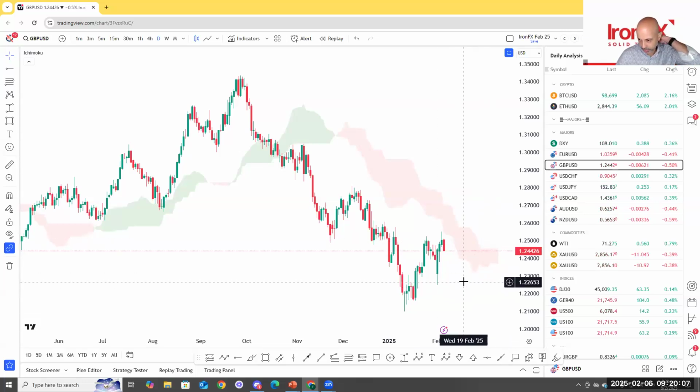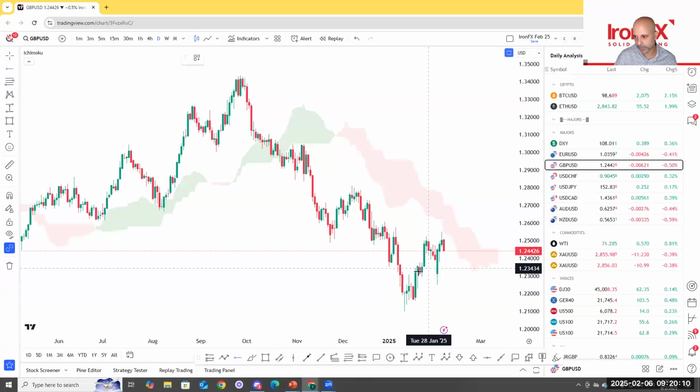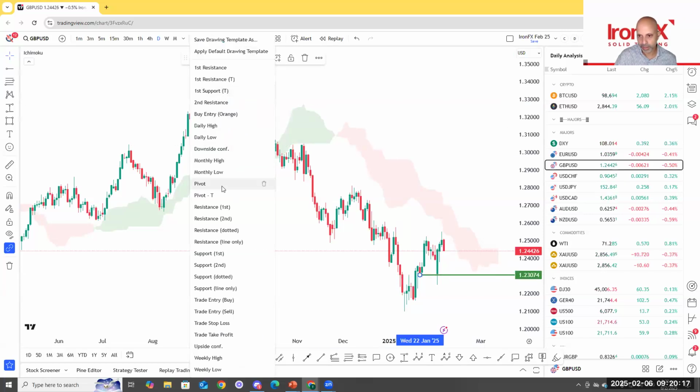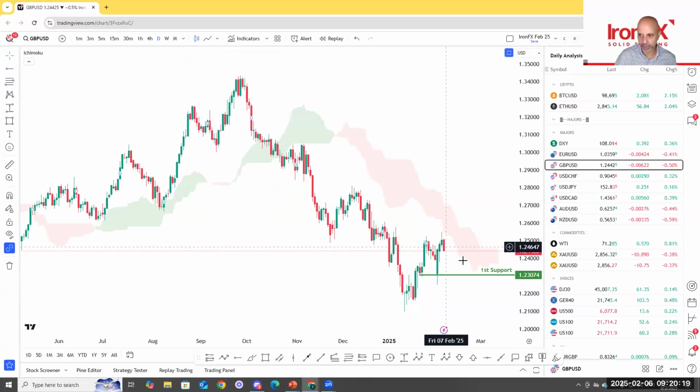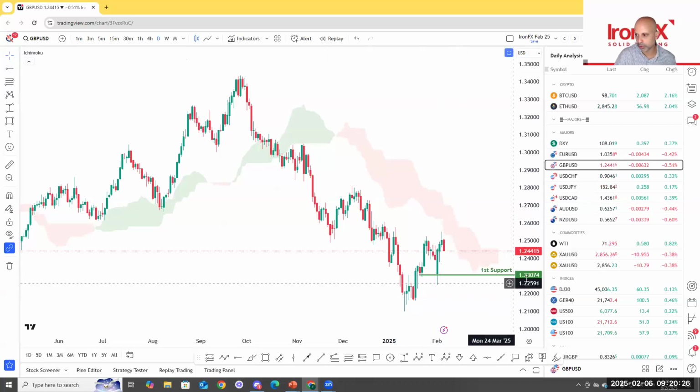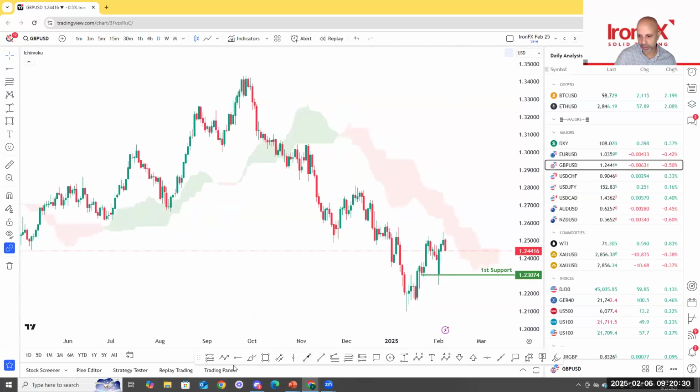So where I see a nice support, the first support for cable, would be at this level here at 1.2307. This is where I would identify the first support. So that means if you are going to short the cable in anticipation of the rate cut, I would identify the first take profit target close to 1.2307. And of course, should this currency pair continue to slide even lower, I'll be identifying the second take profit target at this other significant swing low that has taken place here on 15th of Jan, which is at 1.2162.